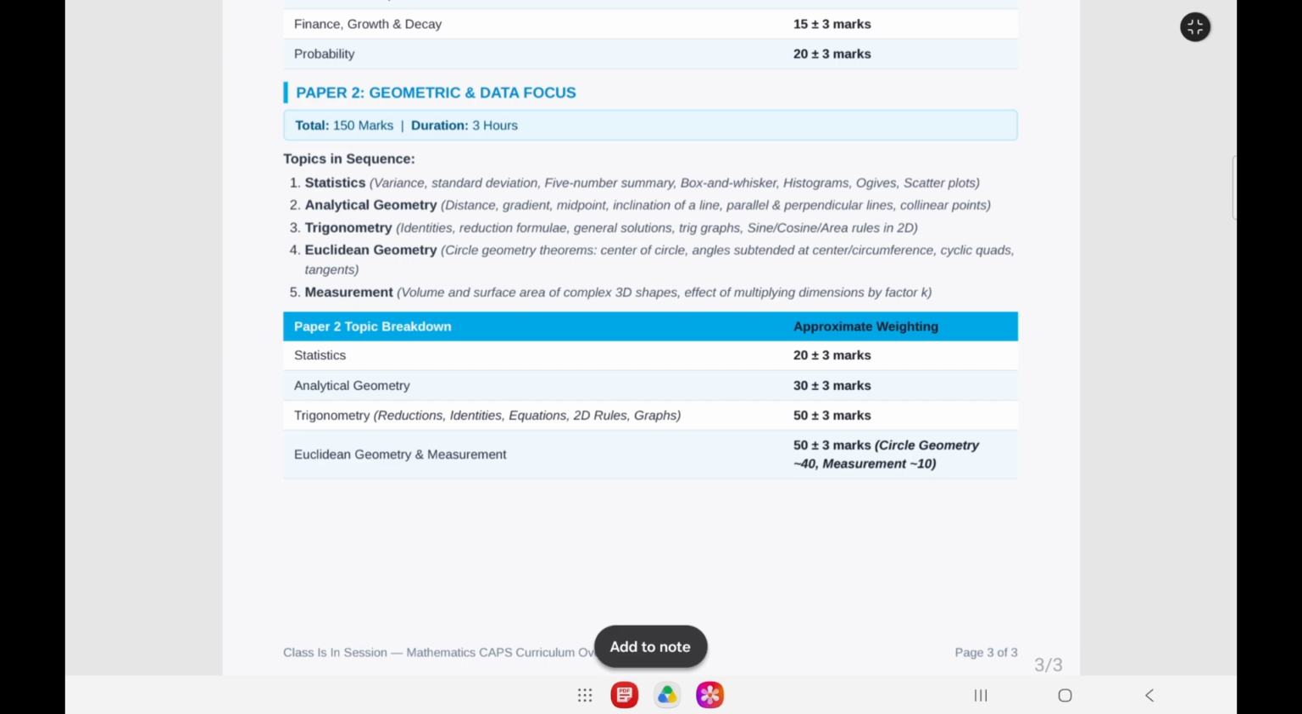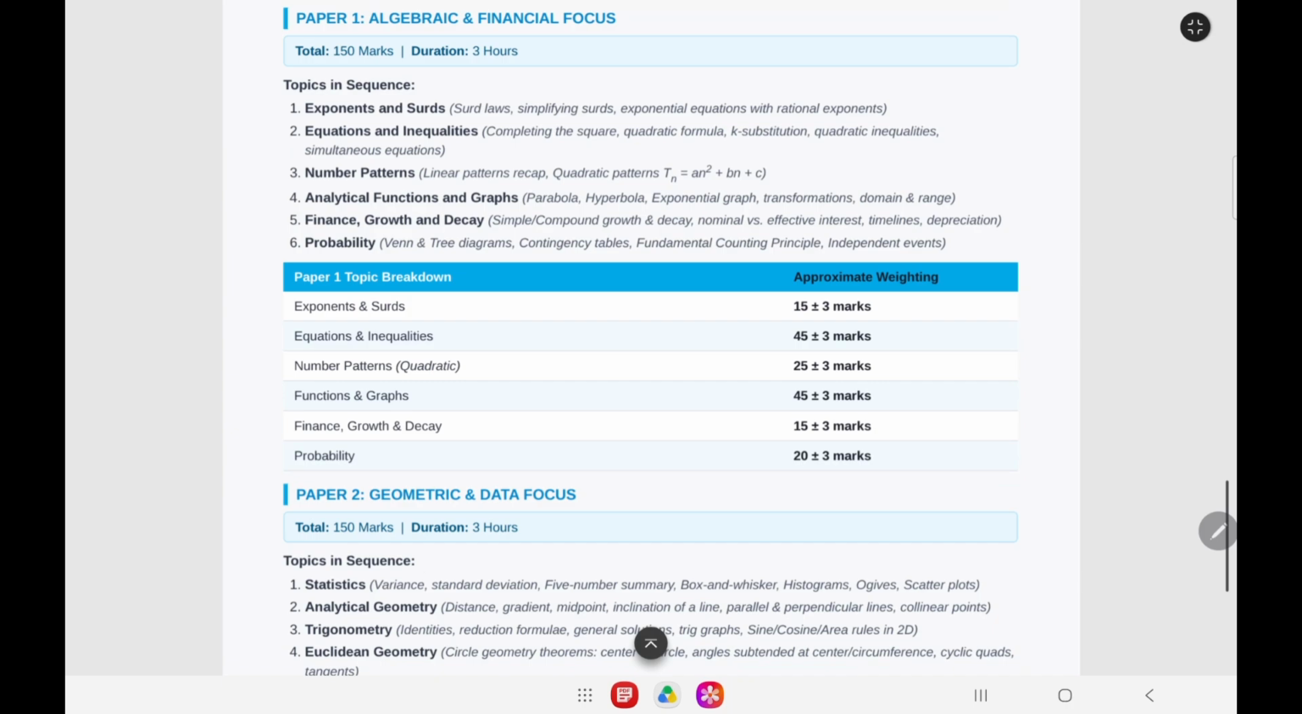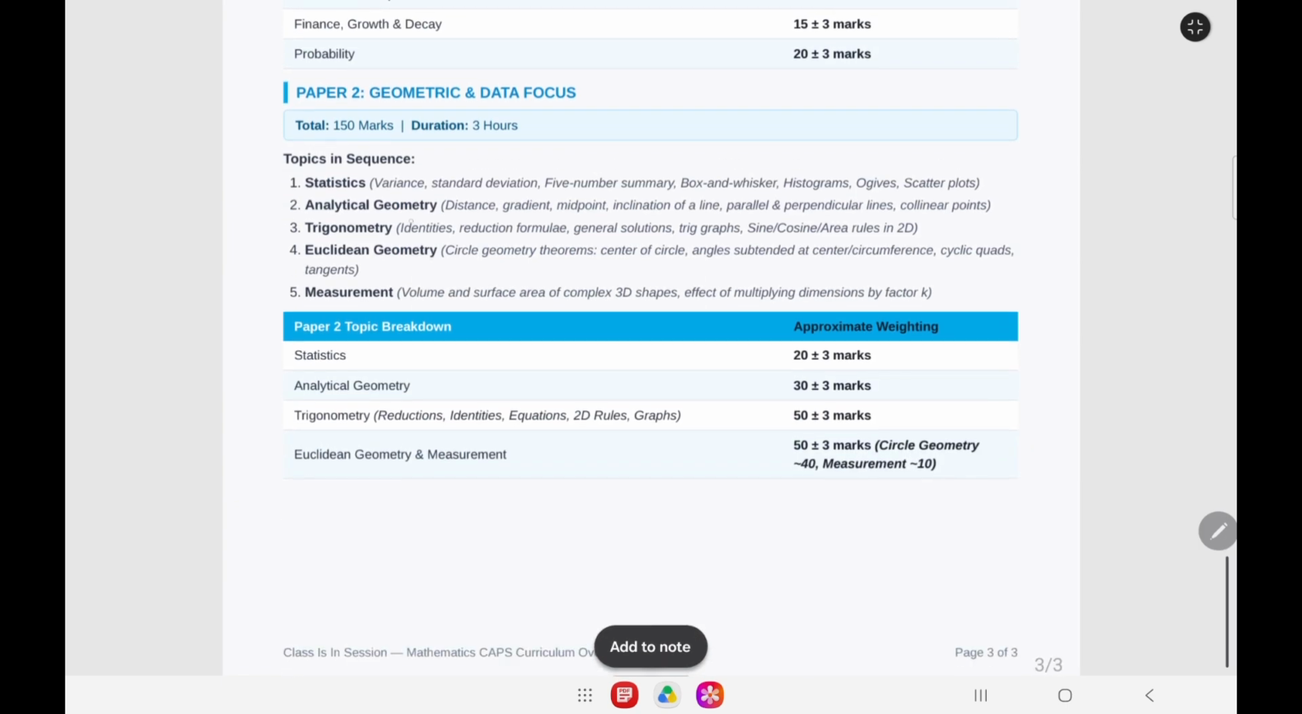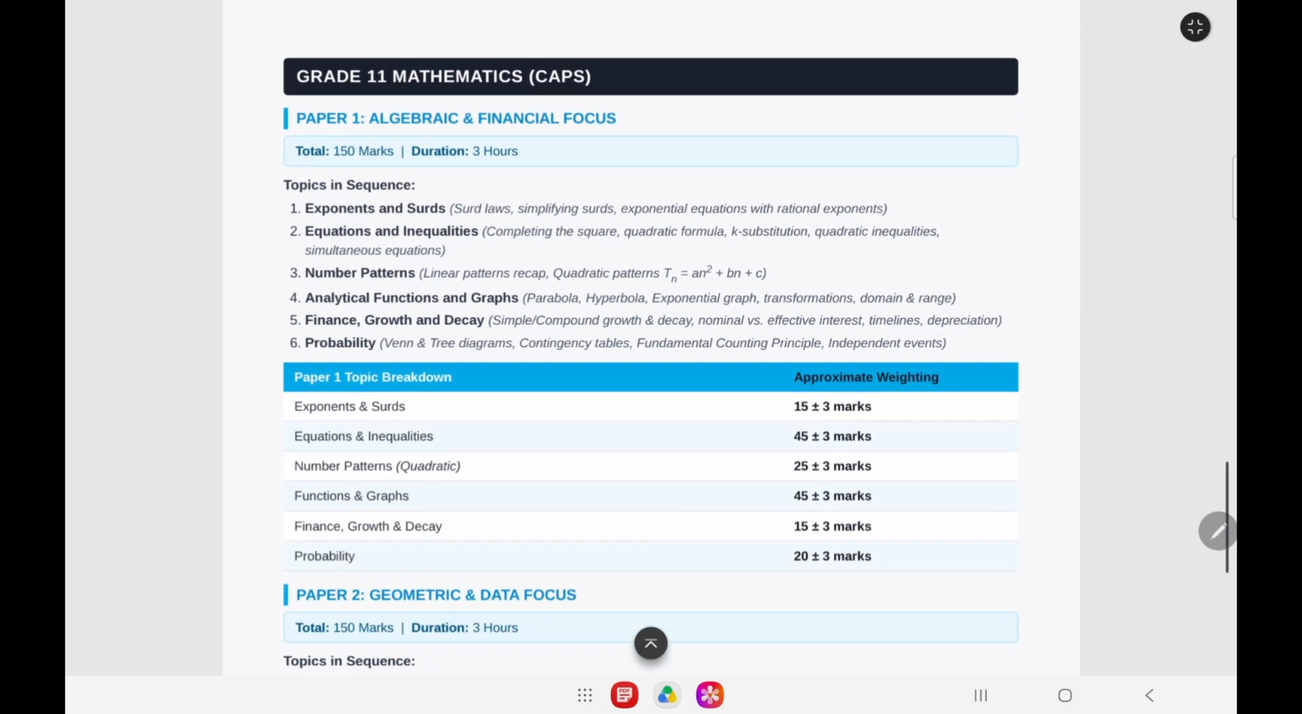So in paper 2, I'd honestly recommend that you start with analytical geometry and then move to trigonometry and then Euclidean geometry. Analytical geometry first, then trigonometry, then Euclidean geometry, then measurements, and you could do stats as the last topic. But in general, if you do want to start now, I would say do algebra, as I've said, number patterns, functions, finance, probability, and then analytical geometry, trigonometry, Euclidean, measurement, as well as statistics. So those are the topics in grade 11 mathematics.